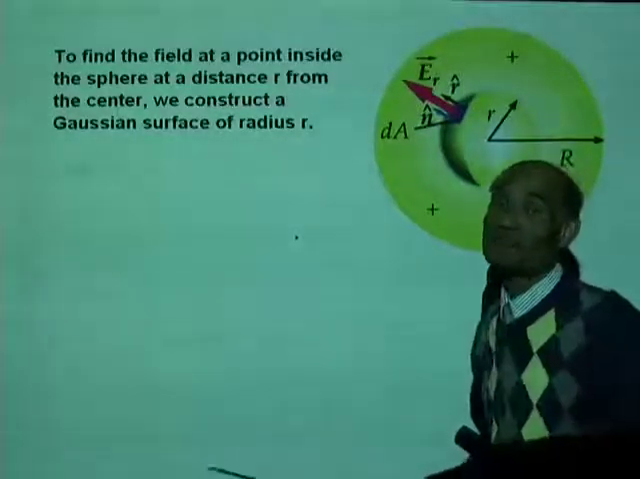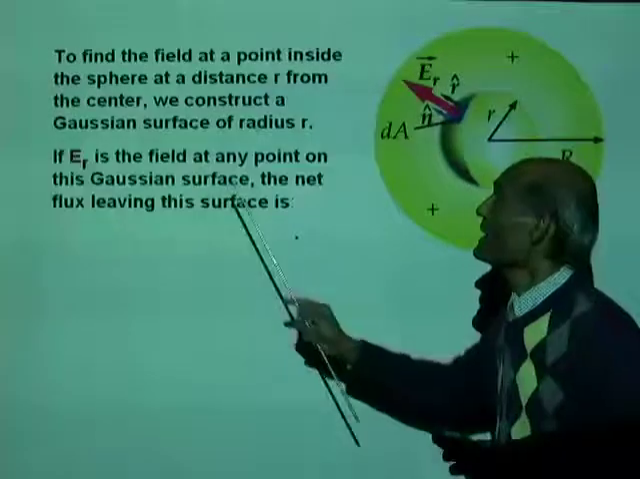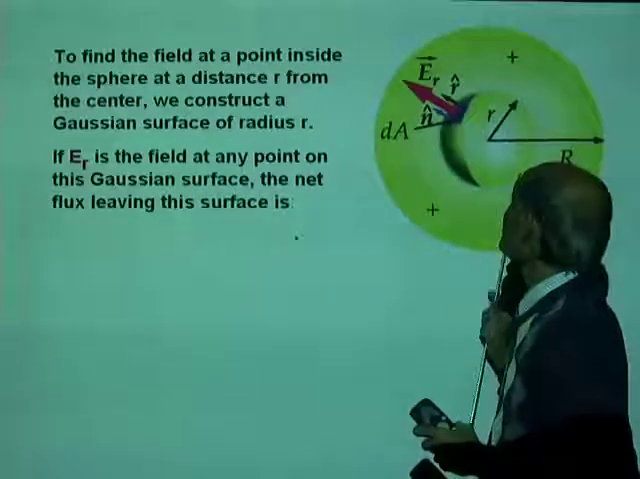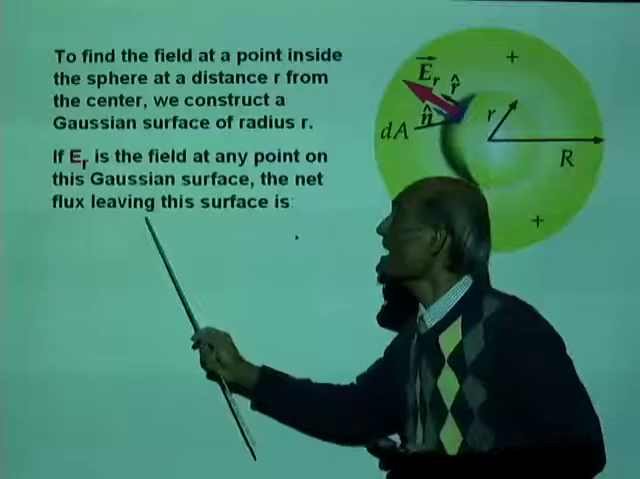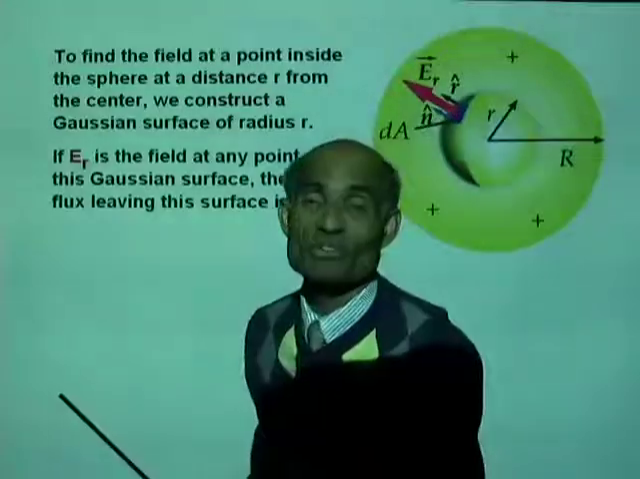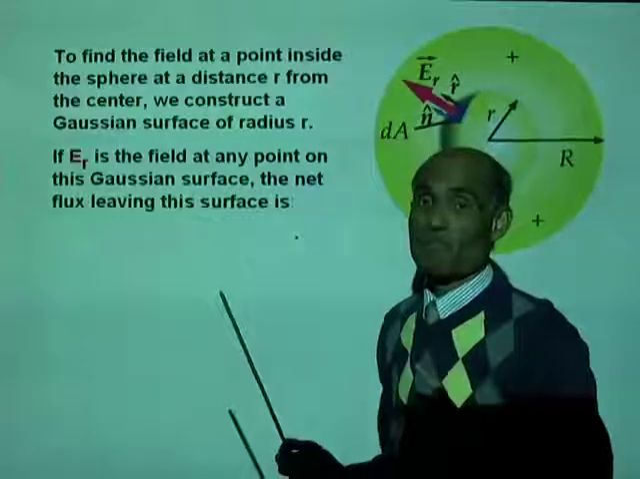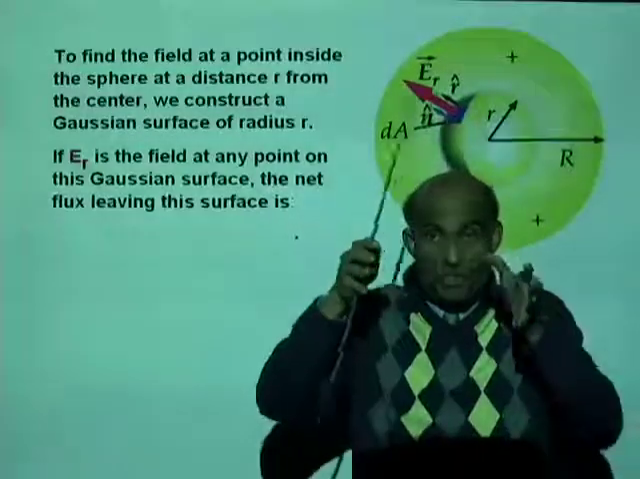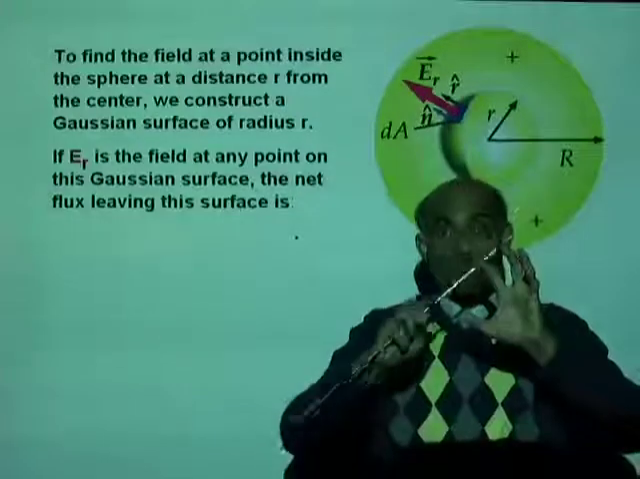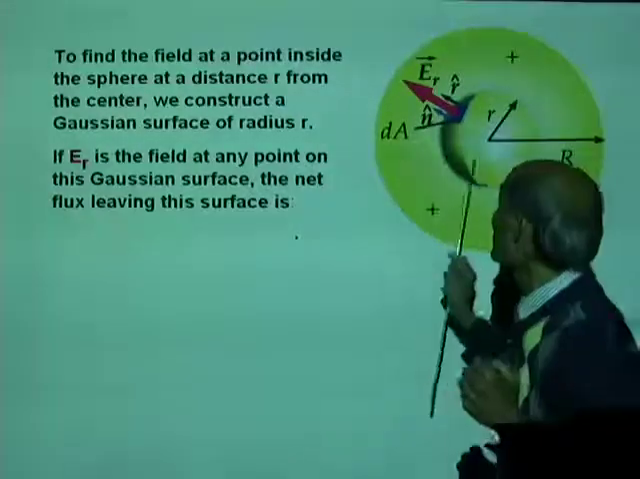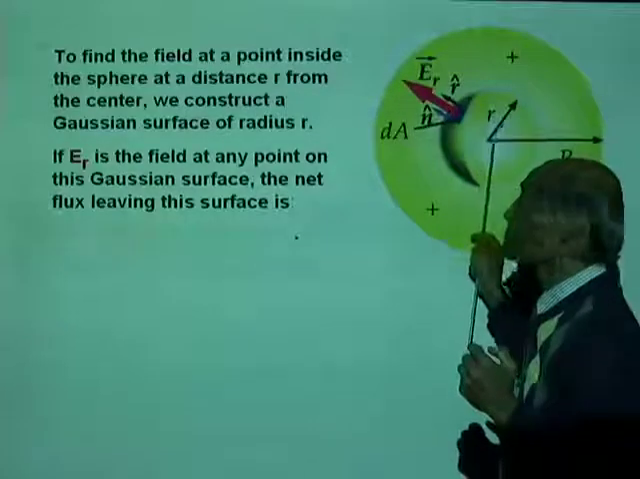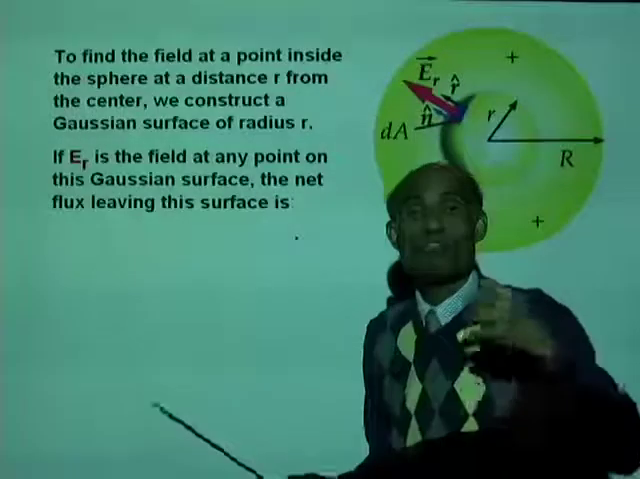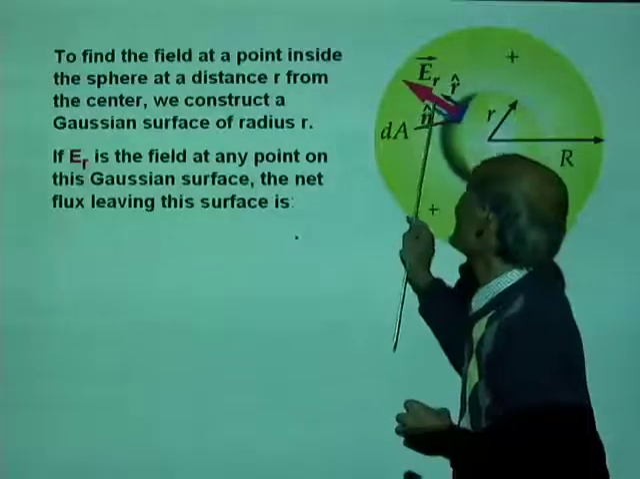Alright, that's simple now. You can use Gauss's law very easily. If E_r is the field at any point on this Gaussian surface, what is the net flux leaving this surface? I'm sure you can now tell me. What is the total flux leaving that Gaussian surface? The Gaussian surface is a sphere. What is the area of that Gaussian surface? It will be 4 pi small r squared. And E_r is the electric field, meaning flux per unit area is E.